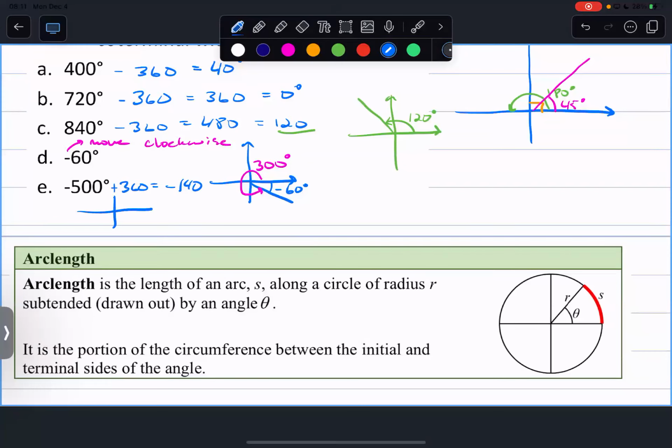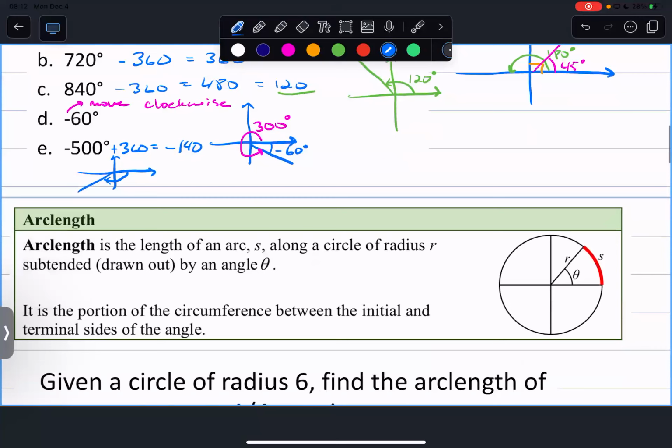Where can I put this? I know if I go from here all the way over here, that's negative 180. And if I go to the negative x-axis, that's 90 or negative 90. So then negative 140 is somewhere in here. And we can get more precise, but it's not terribly important right now.